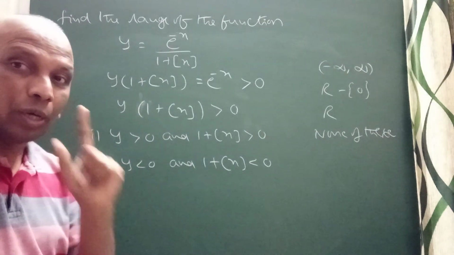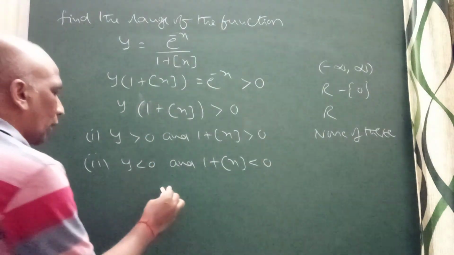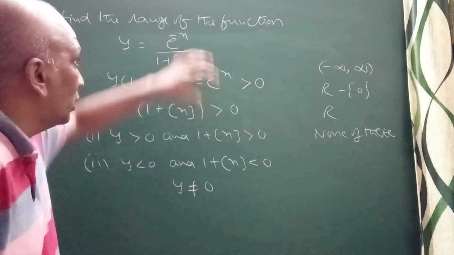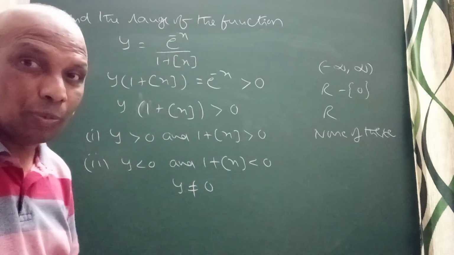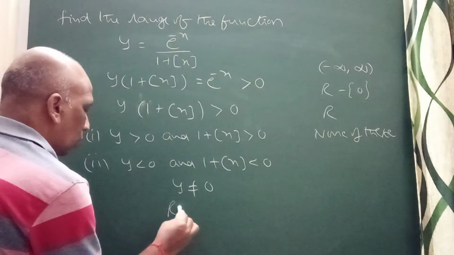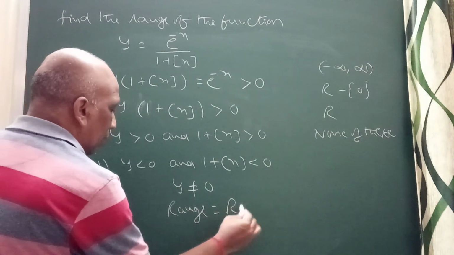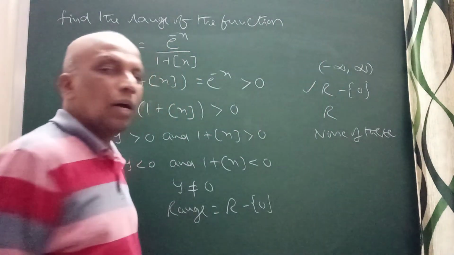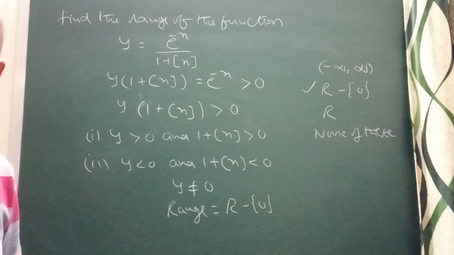These are the two cases that can arise because the product is greater than 0. From this, what can we conclude? y should not be equal to 0, right? So definitely y should not be equal to 0. What is the range of this function? y can be any number except 0. That means the range is R minus singleton 0, right? So this is your answer. Now I will do the next problem.